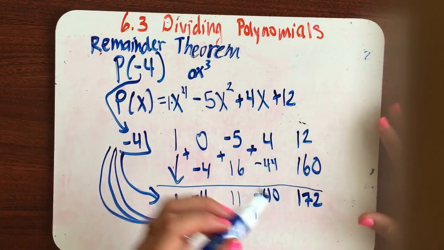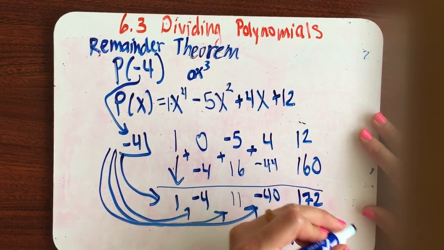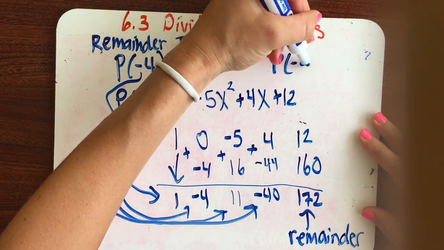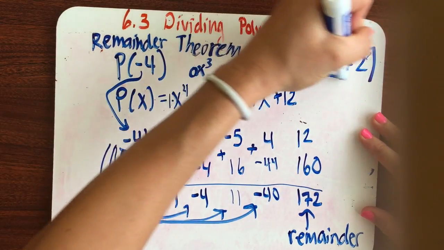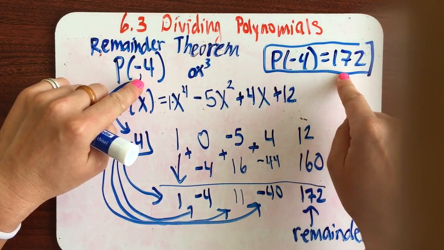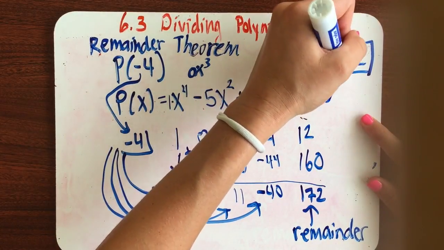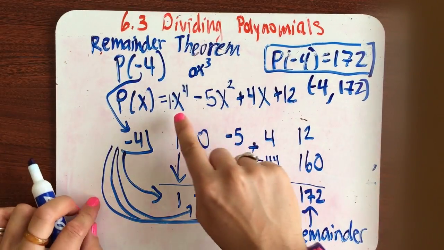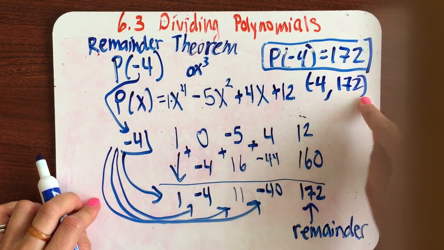So the remainder theorem is saying that your last number is always your remainder. So therefore, p of -4 is equal to 172. So therefore, this is not an x-intercept, but this is giving us a point. So the point here, or the ordered pair, is -4, 172. And that's where this quartic will pass through -4, 172. It's giving you a point.